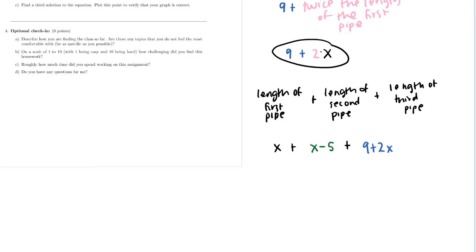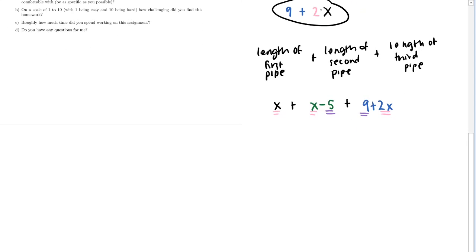And then how do we add these three expressions together? Well, we just have to combine like terms. And which terms are like terms? Well, terms with the same variable factors are like terms. So here, x and 2x, these are like terms. And here, minus 5 and 9 are like terms. And so now we just have to combine the like terms.